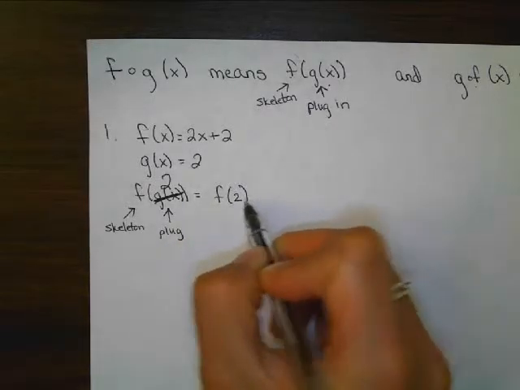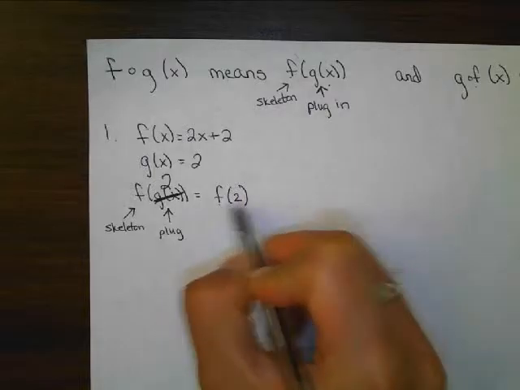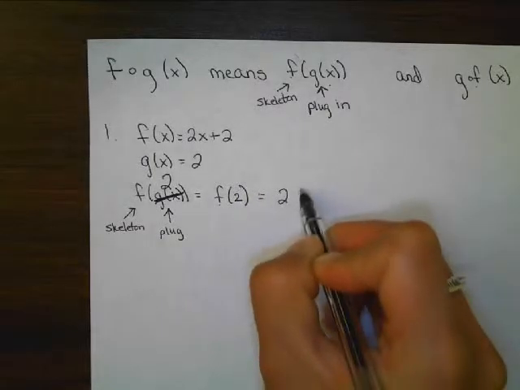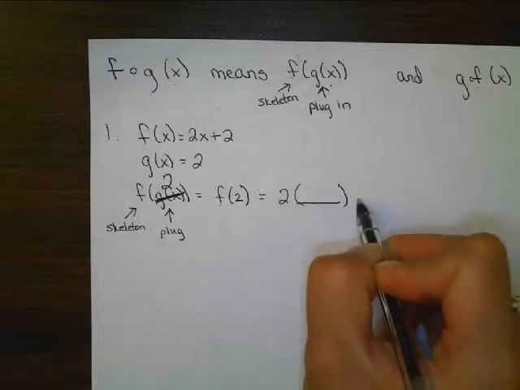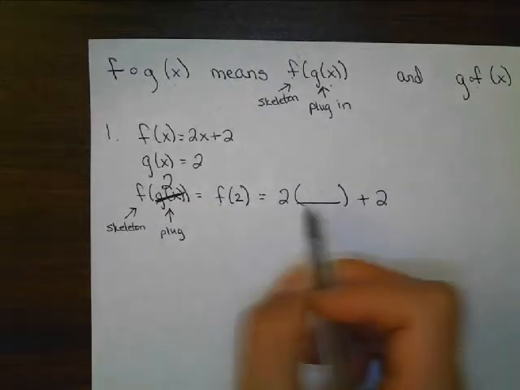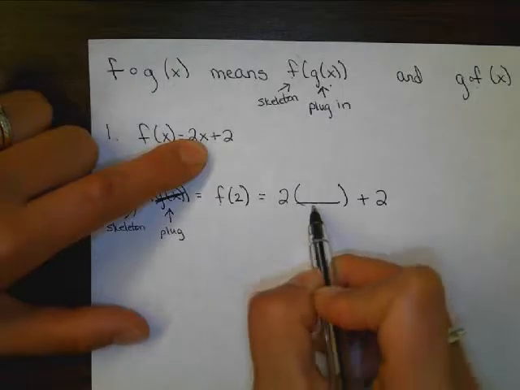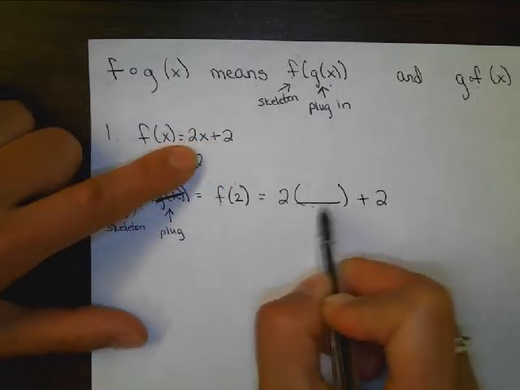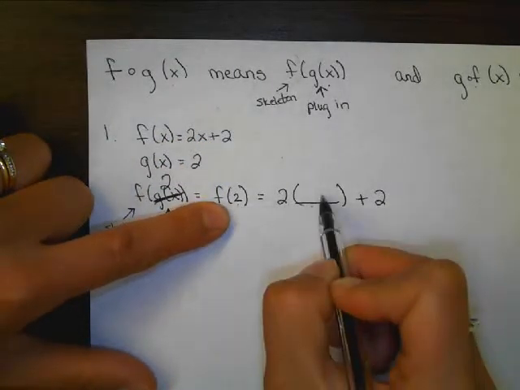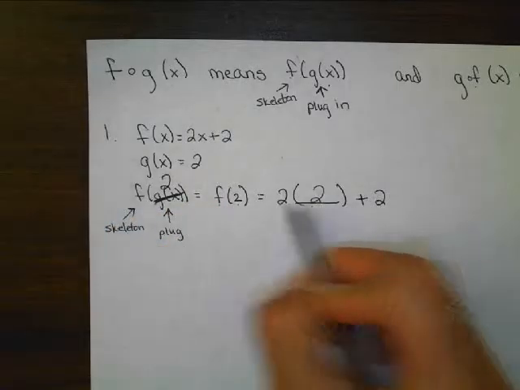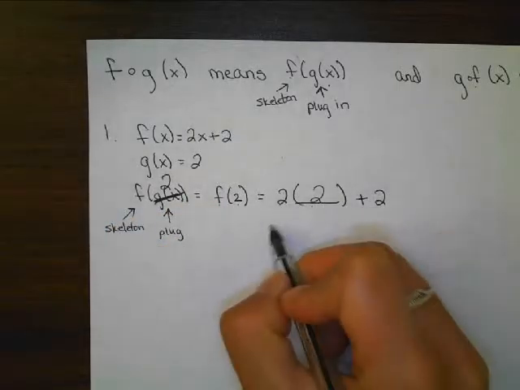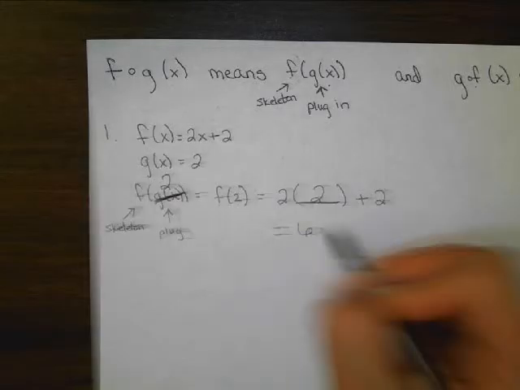Well, you should remember that that means in the f function, wherever there's an x, you're going to draw a blank, plus 2. So there's my 2, blank, plus 2, and in that blank, I'm now putting the number 2. So now I have 2 times 2, which is 4, plus 2, which is 6.